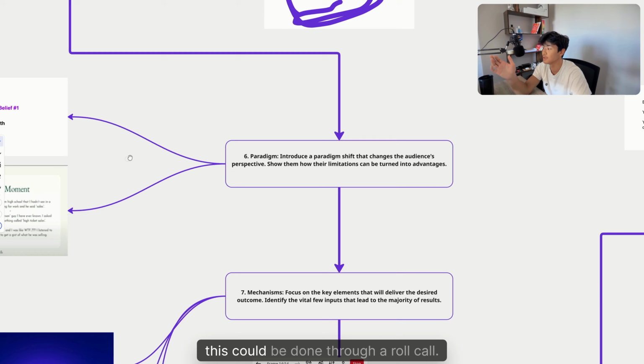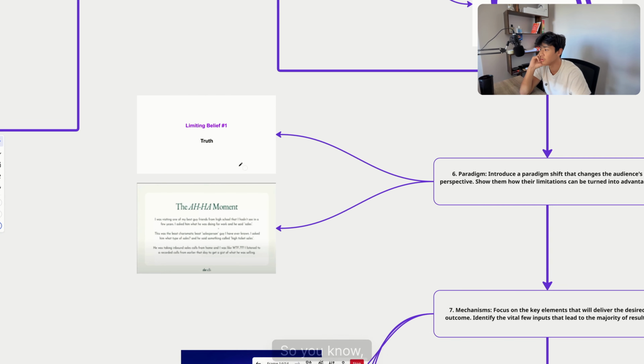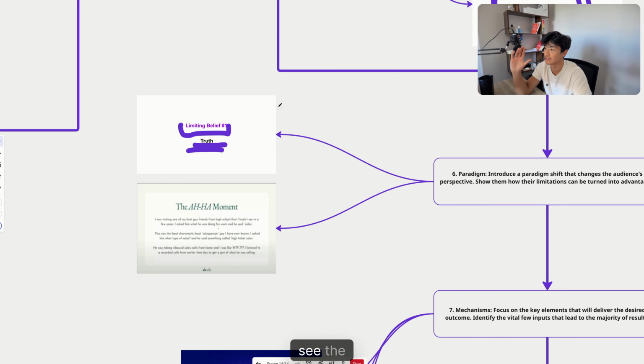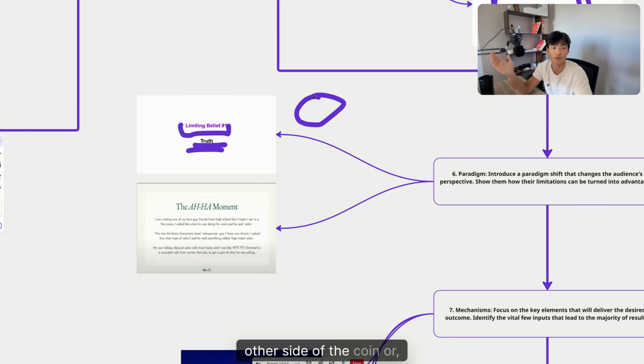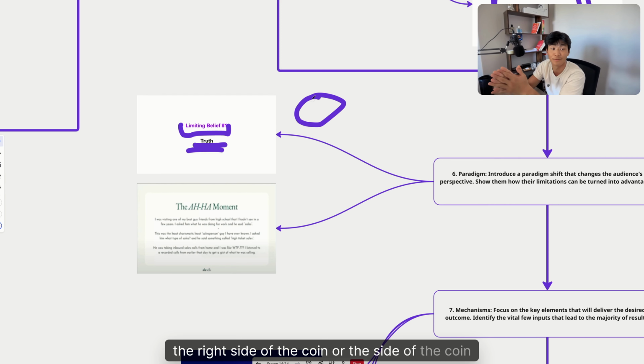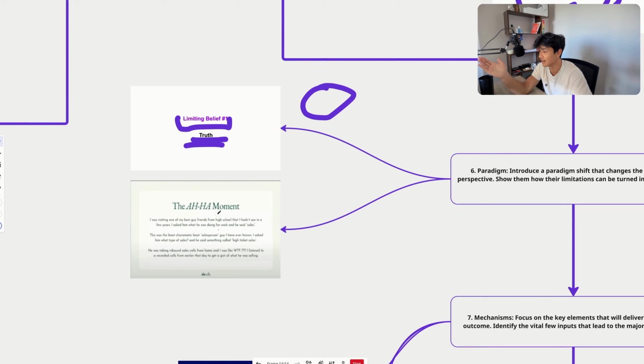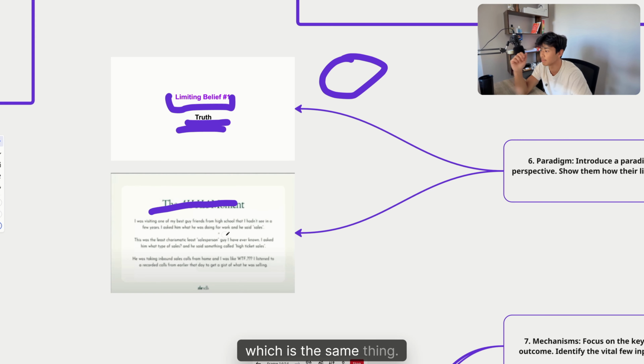So this could be done through a roll call. So you just state whatever limiting belief they have, the most common one, and you just tell them the truth. You just break that limiting belief, you change their paradigm, and you have them see the other side of the coin, or the right side of the coin, or the side of the coin that you want them to see. Another example here is the aha moment, which is the same thing.